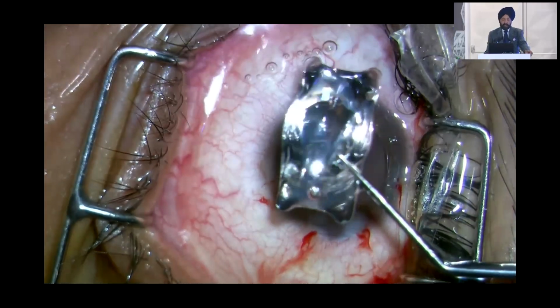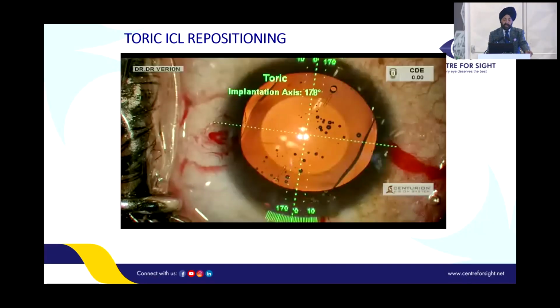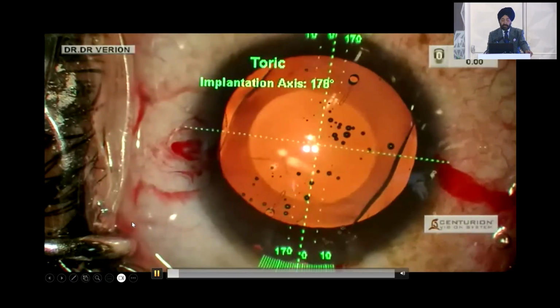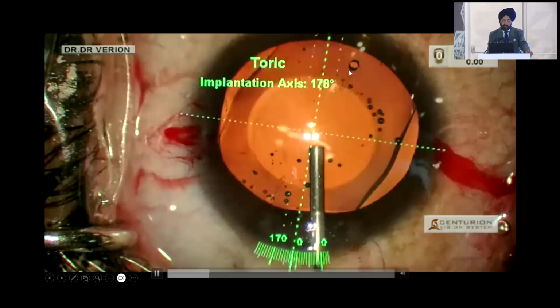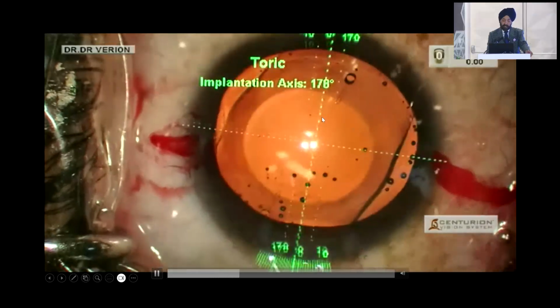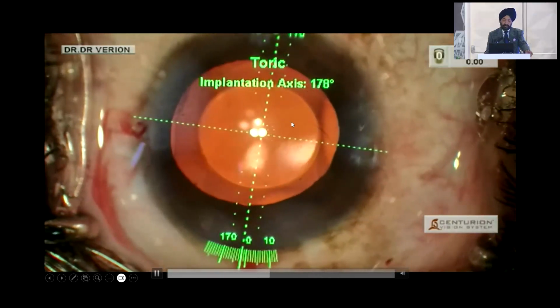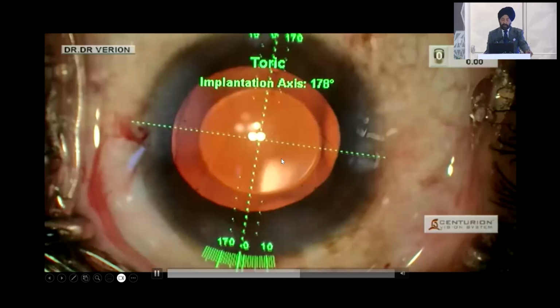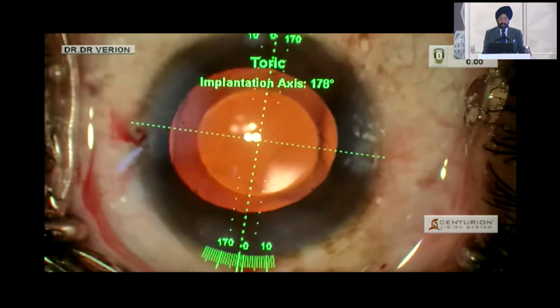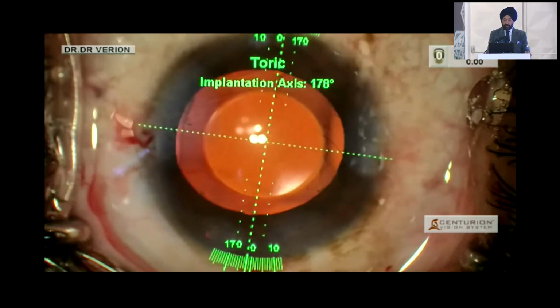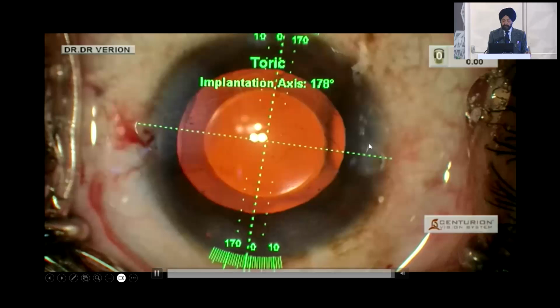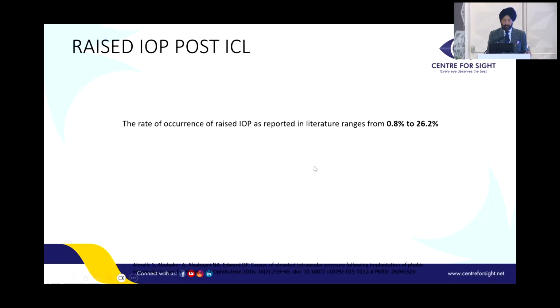I will do a partial reduction of his power by doing a LASIK on top of it. Early post-op period, you can see that this is where the ICL is, and this is where it should be. So you can go back and actually redial. You don't have to put viscoelastic below. You can actually have two cannulas, and you can go ahead and redial.